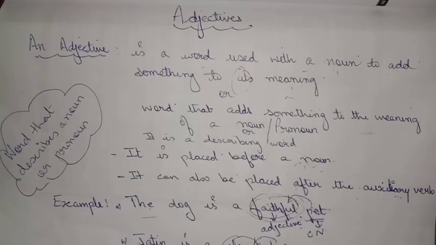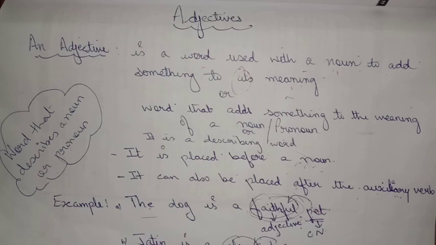Let's take a quick review of adjectives. What is an adjective? An adjective is a word used with a noun or a pronoun to add something to its meaning. Or you can say it is a word used to qualify or describe a noun or a pronoun. They are known as adjectives. Or in very short, you can say that an adjective is a describing word.